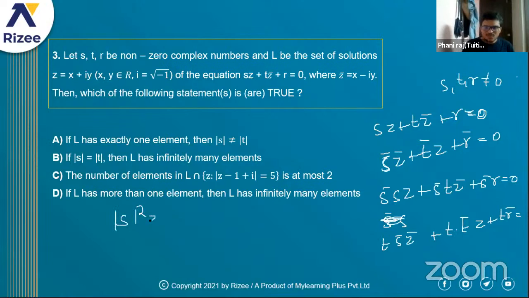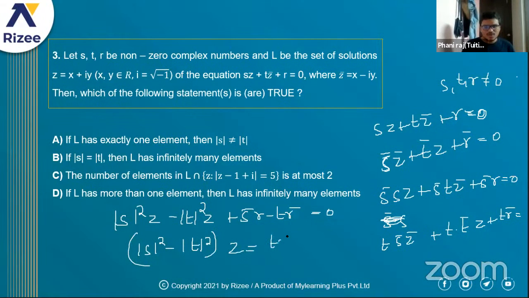Mod s square z minus mod t square z plus s bar z minus tr s bar r minus tr bar equal to 0, which is same as saying mod s square minus mod t square into z equal to tr bar minus s bar r. So z should be equal to tr bar minus s bar r divided by mod s square minus mod t square.